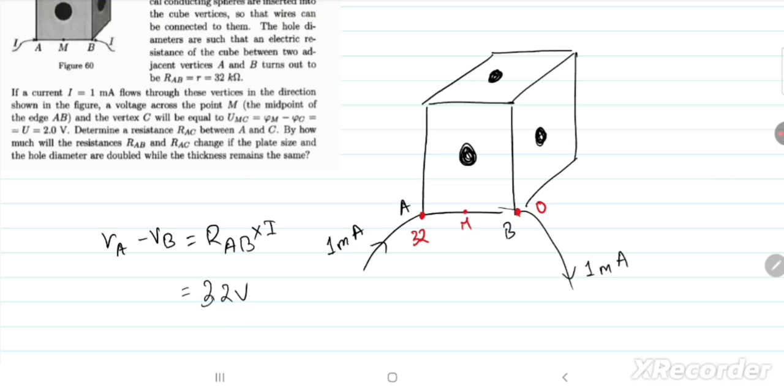What will be the voltage at point M? Voltage at point M will be, as it is the midpoint, symmetric. All the points in this plane I am indicating, actually the whole plane, will be at a constant potential, that is 16 volts, because it's the plane of symmetry. So M will have voltage equal to 16 volts.